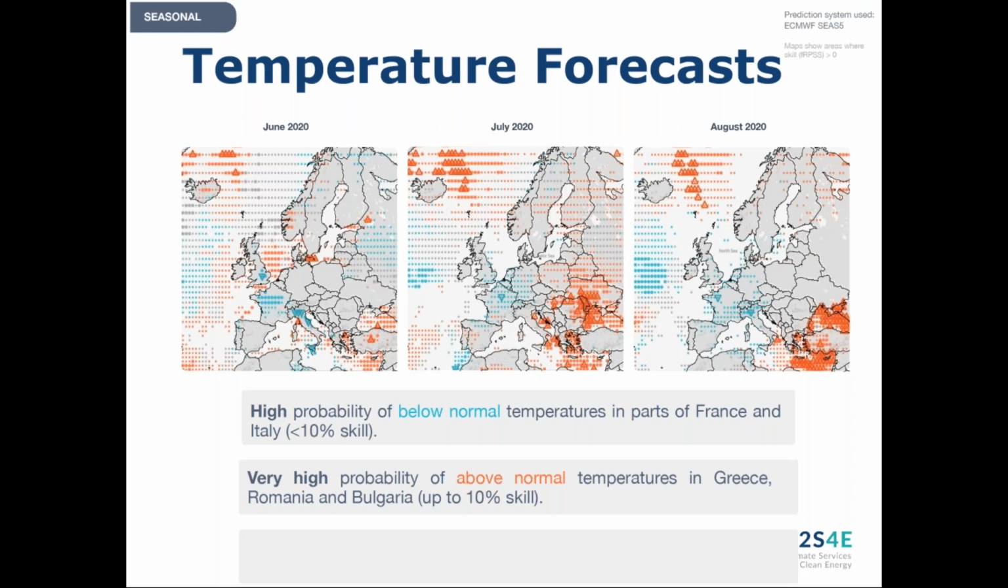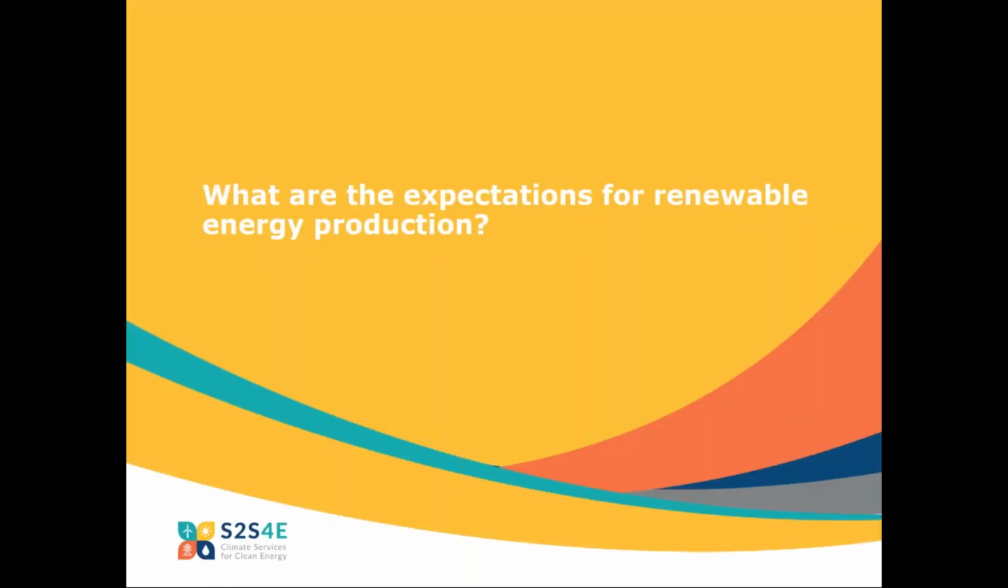So overall, potentially it's not going to be a particularly warm summer for parts of Central Europe, the UK and Spain and Portugal. But in Eastern Europe, it has the potential to be quite warm and sunny. So that's nice. So we now know our expectations for temperature based on the DST.